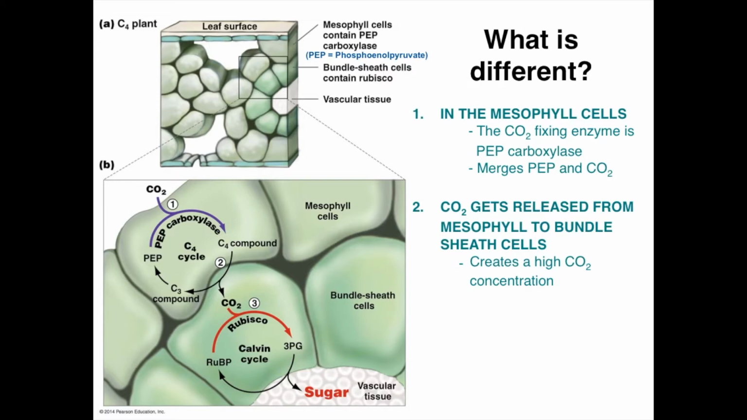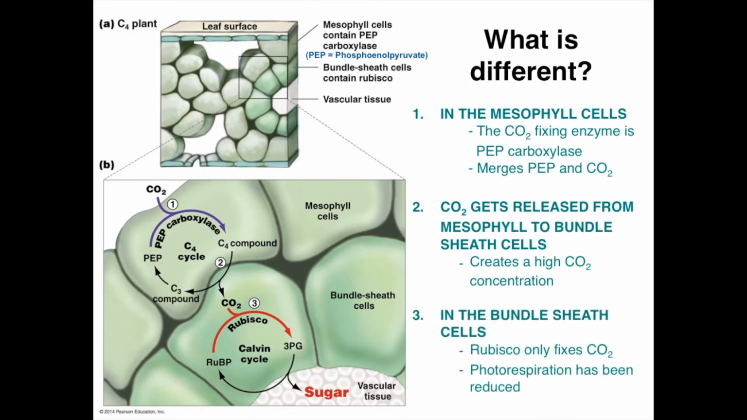And then finally, Rubisco can get to work. In this particular case, Rubisco has no choice but to act like a carboxylase. So it's only going to fix CO2, because we've created this high CO2 environment within these bundle sheath cells. And Rubisco and RuBP and CO2 will all merge and do their regular cycle in the Calvin cycle here. And the Calvin cycle is only taking place in the bundle sheath cells. So we get this spatial separation of the enzymes, and that's really important.